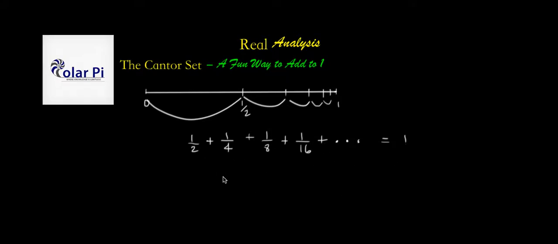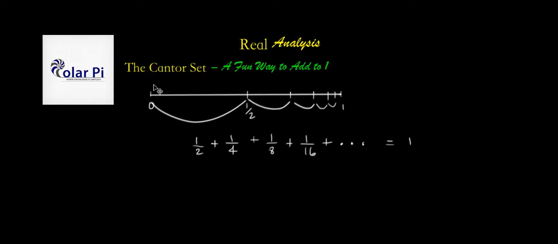Now we're going to do something similar to this, but using the Cantor set, and it's much cooler. It's still adding infinitely many things to get to 1, but it's much cooler. So check this out.